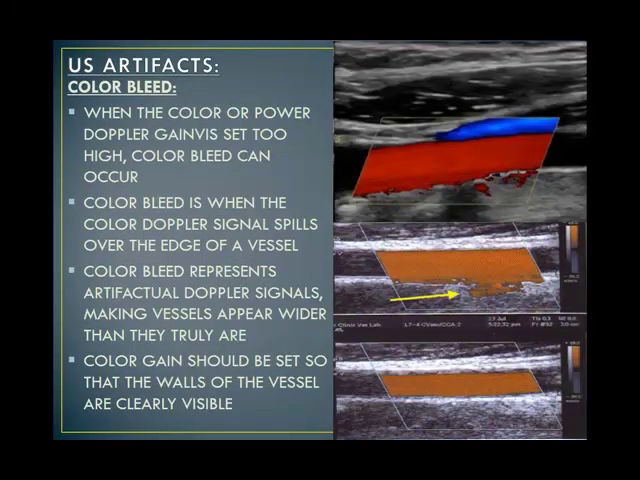And you can also have color bleed. So for an optimal vessel, you want to see a color that looks like this. There's no color spilling outside of the vessel. When there's color spilling outside of the vessel, we call that color bleeding, usually due to improper Doppler settings.